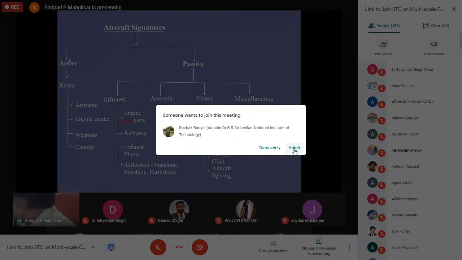So that is the classification, active and passive. In active, we need to do something. So radar sends a transmitted beam, and the reflected beam is used to give information about the aircraft. In the case of passive, we don't need to give away any information. We don't need to do anything. We just passively observe and get information about the aircraft using these signatures: infrared, acoustic, visual, and several others.